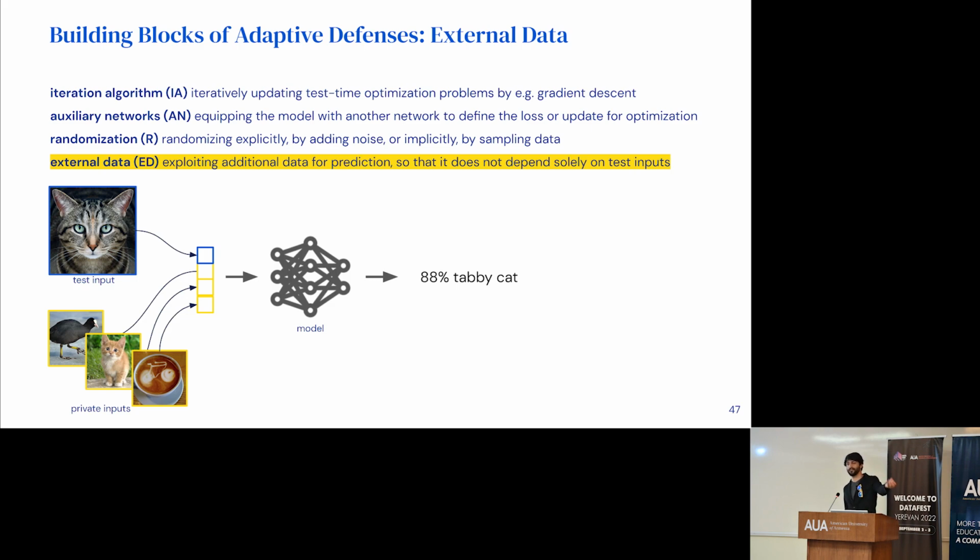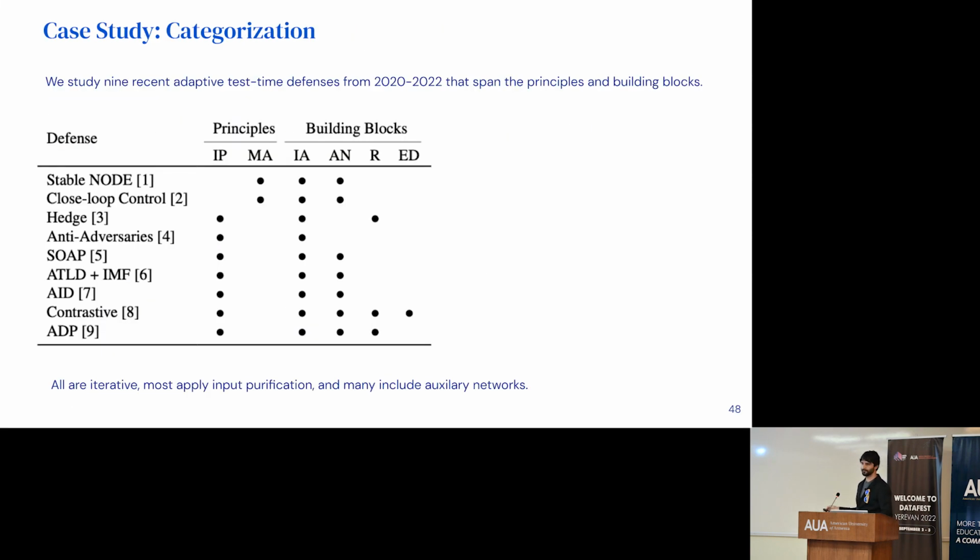Rather than just relying on a test input that could be good or bad, clean or attacked, we could have our own reserve, our own private inputs that we know to be clean, we know to be good, and then try to use these together to have more robust predictions. So these building blocks all exist. We can look at a whole suite of defenses that use these different elements.